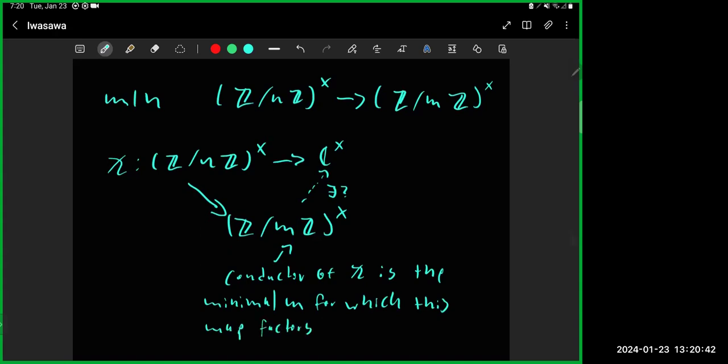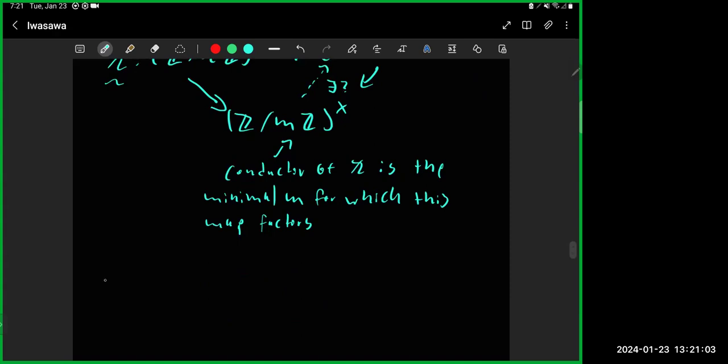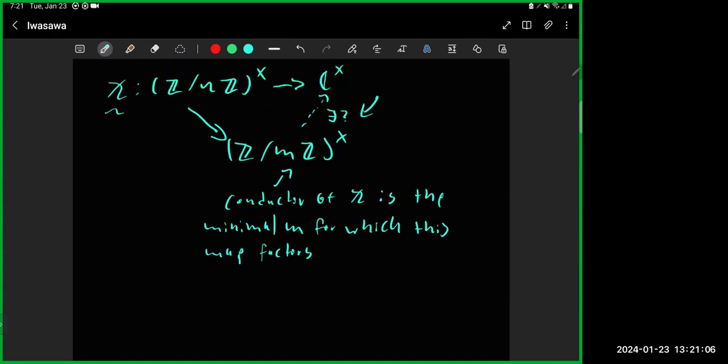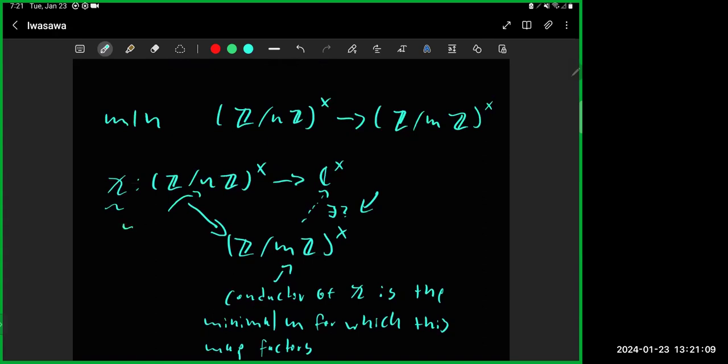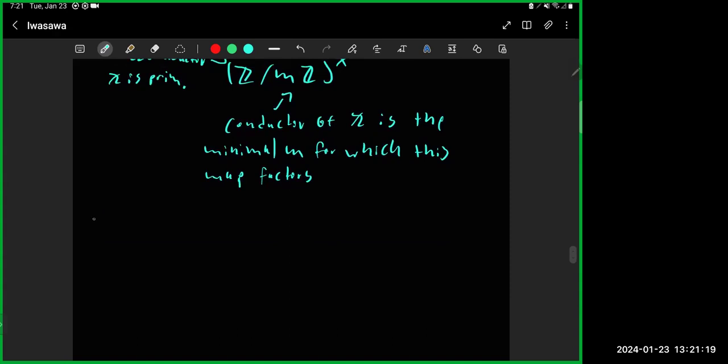And this is important simply because taking the conductor, taking the primitive character, means that instead of considering a character going from Z over mZ, we just consider chi as this map here. So chi is called primitive when n is equal to the conductor. So chi is primitive.